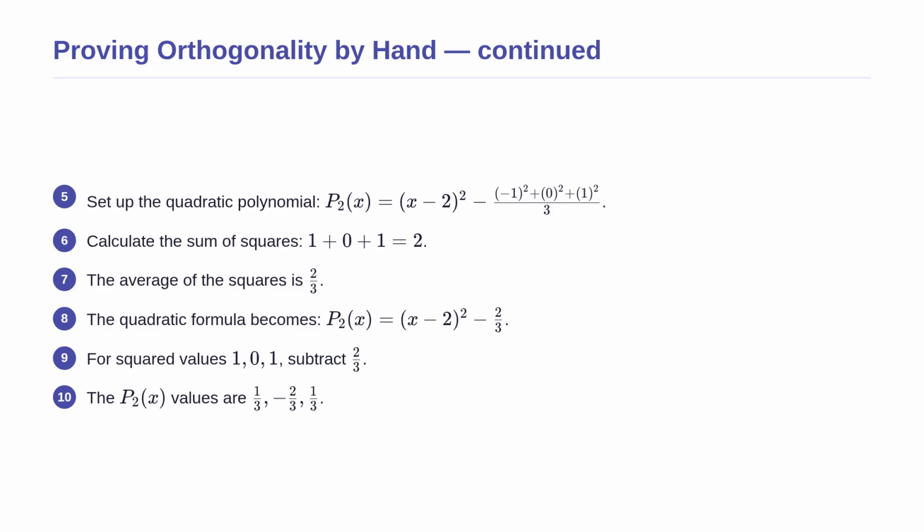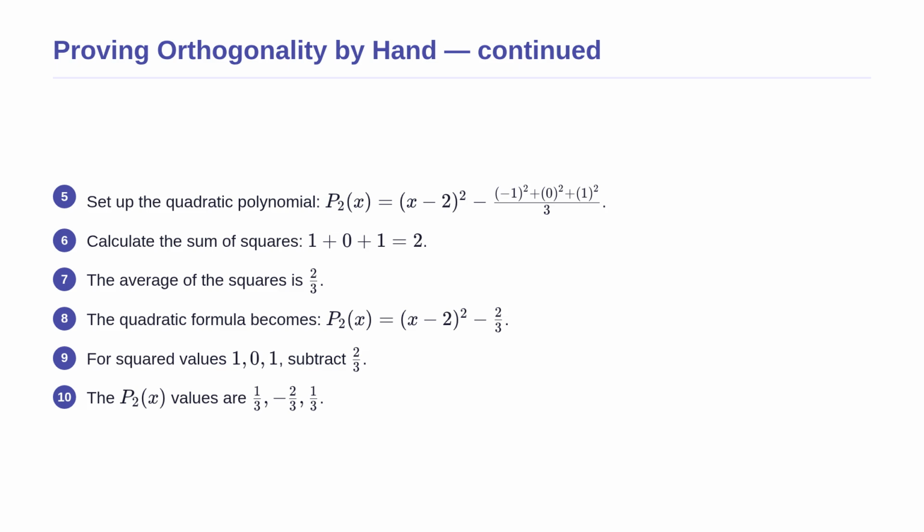Continuing with our example, we now set up the quadratic polynomial. We take our p1 values and square them, giving us 1, 0, and 1. We add these together to get 2 and divide by our 3 data points to find the average of the squares, which is 2/3. We subtract this average from the squared terms to balance the parabola.